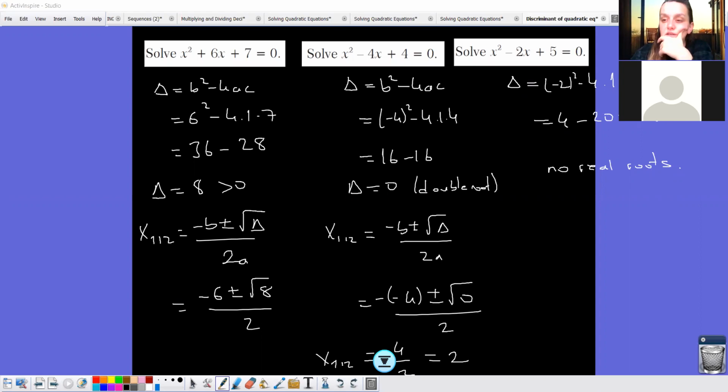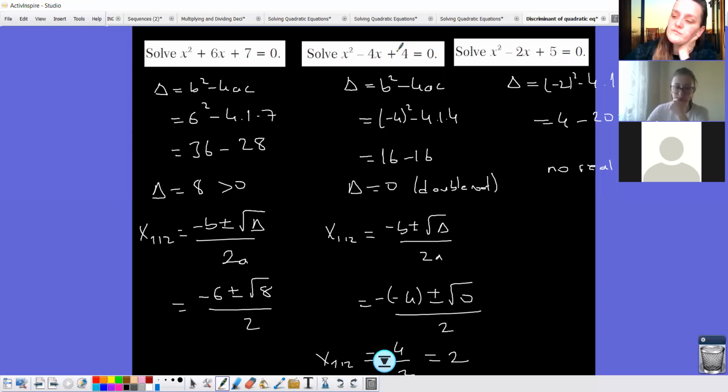If the discriminant is equal to 0, we will have one solution for both. And how do we call it? Double root. And if the discriminant is less than 0, we will not have a solution. Real roots. We don't have real roots.